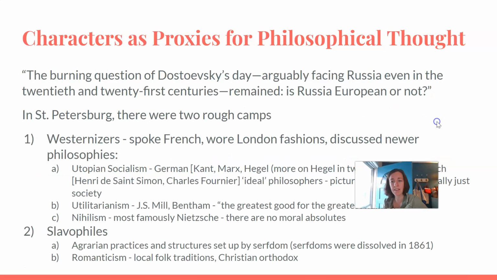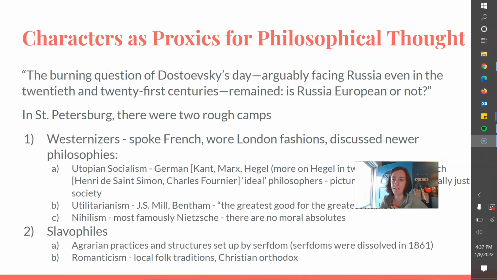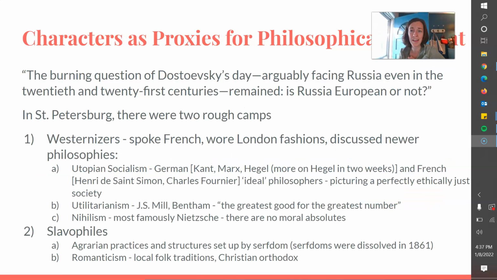I'm going to simplify this, but I think that the philosophy questions here are really good and worth your further study if you like philosophy. This is all clipped from something from Columbia College, Teachers College in New York, and it's just historical context for Crime and Punishment. So the burning question of Dostoevsky's day, arguably facing Russia even in the 20th and 21st centuries, remained, is Russia European or not?